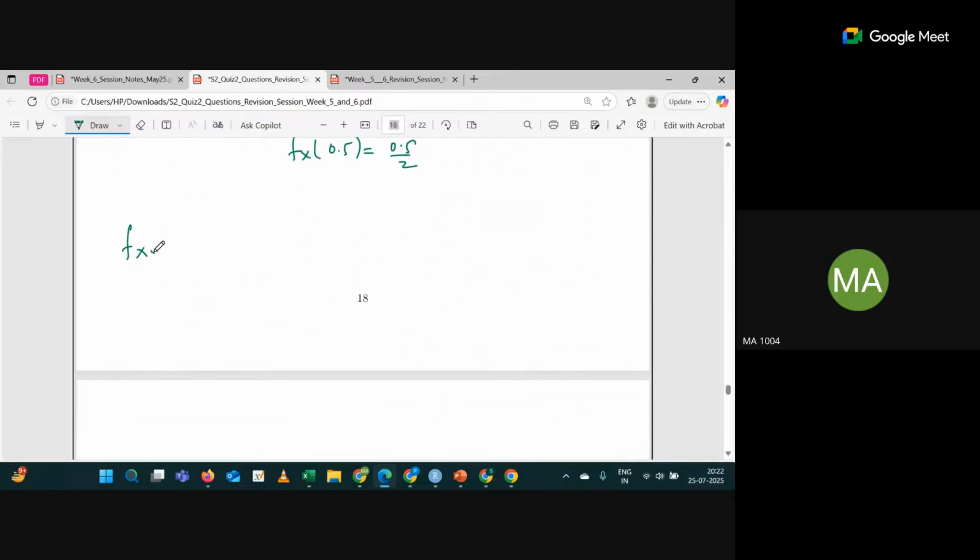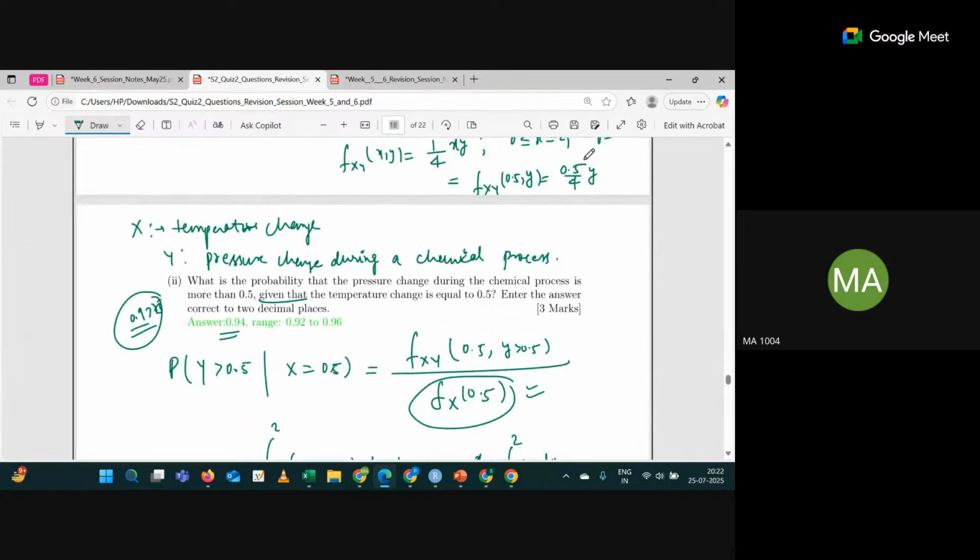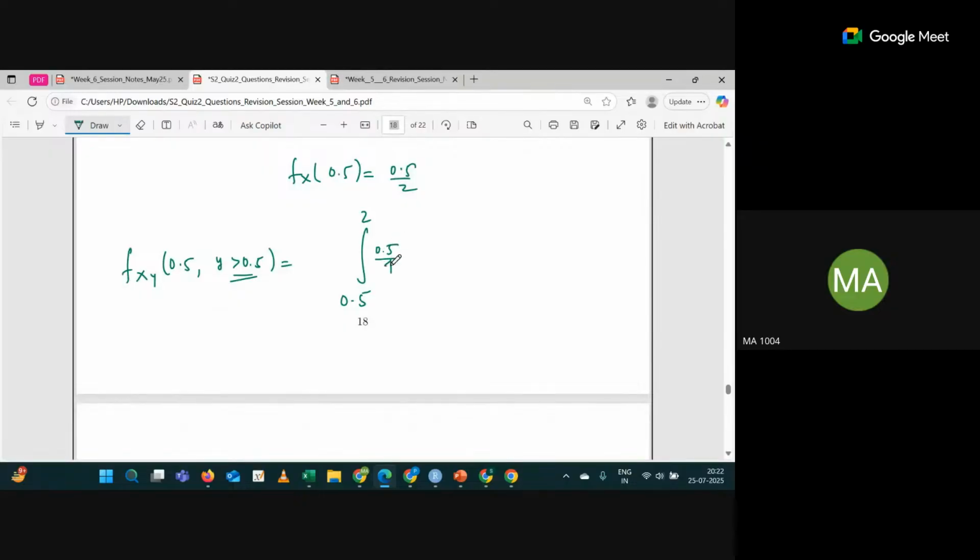So what is the numerator part? This is f_XY at 0.5, y greater than 0.5. I'm interested in when y is greater than 0.5. So I have to integrate this from 0.5 to 2. See here, there is no role of x. I have to integrate with respect to y only. Are you getting my point? Suppose this 0.5 is not given to you, suppose this is x, then you have to integrate this part. Now I'm talking about x fixed at 0.5, so 0.5 by 4 I can take outside. This will be the integral from 0.5 to 2 of y dy. This is the way you did it, right? Or anything else?